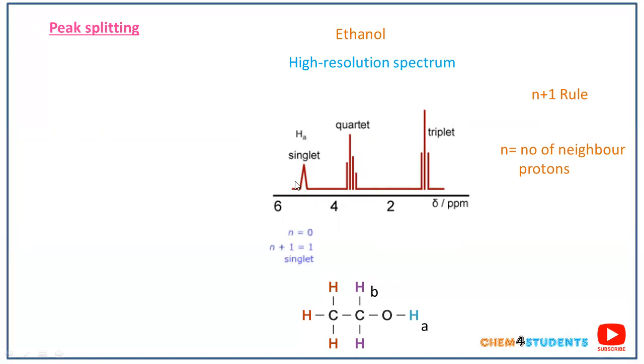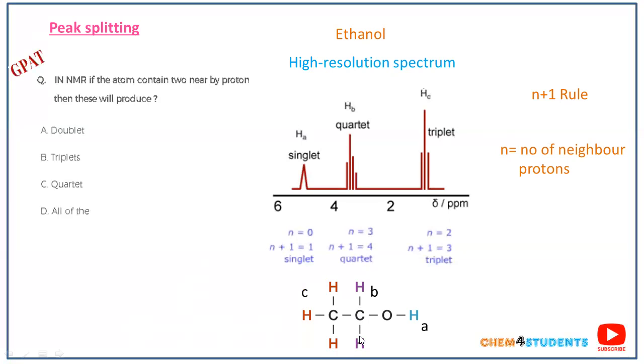And what about the B type of proton? Here the B type of proton has 3 neighboring protons attached. That is the reason the n value equals 3, n plus 1 equals 4, which gives a quartet. And the C type of proton has 2 neighboring protons. So the n value equals 2, n plus 1 equals 3, which gives a triplet.